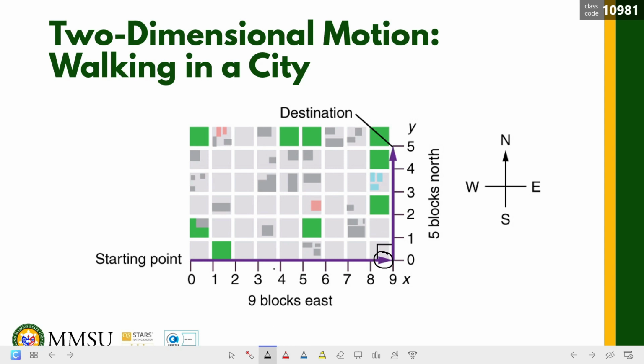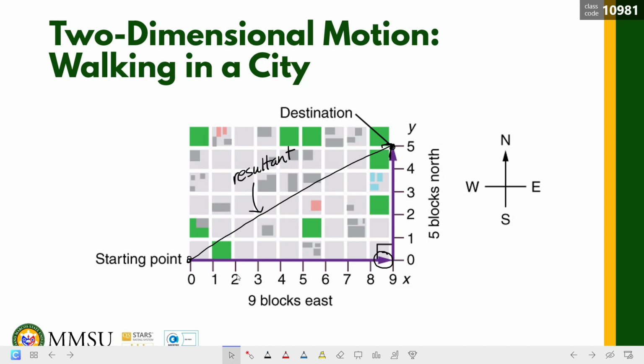Our resultant now is a line drawn from your starting point to our end point. This is just a straight line, directly like that. So that is now our resultant. This is the result when we add the two vectors together. So how do we measure? How do we know the resultant?